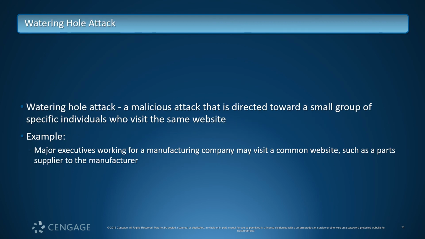Watering hole attacks. These are malicious attacks directed towards small groups of individuals who visit the same site. So the example they give us here is that major executives working for a manufacturing company may visit a parts supplier site. So they could be getting invoices or bill of lading printouts, or they could be checking prices, they could be checking availability, all of these things. So basically, if we can use DNS poisoning as an attacker, we can set up a redirect or a man-in-the-middle attack to capture credentials.